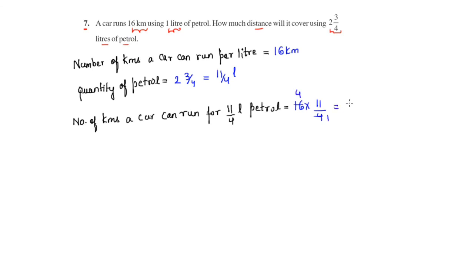On multiplying the numerator part, we will get 128/3 km, which is 42 2/3 km. Clear? So now we can say that the distance that the car will cover using 2 2/3 liters of petrol will be equal to 42 2/3 km. And this is how we will solve this question.